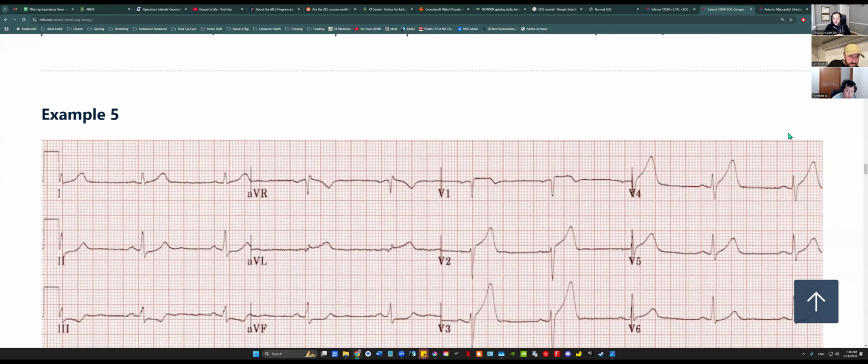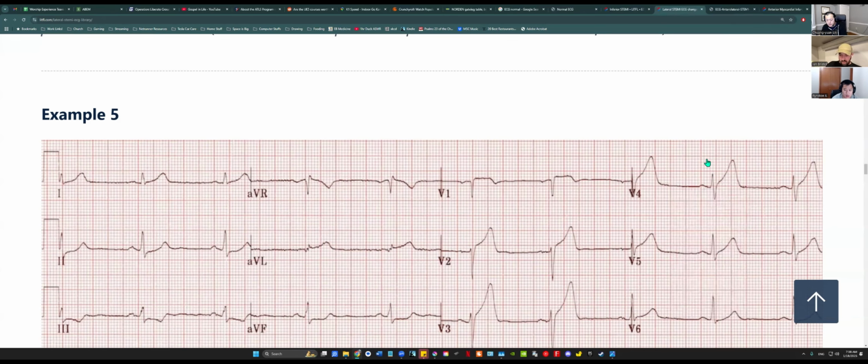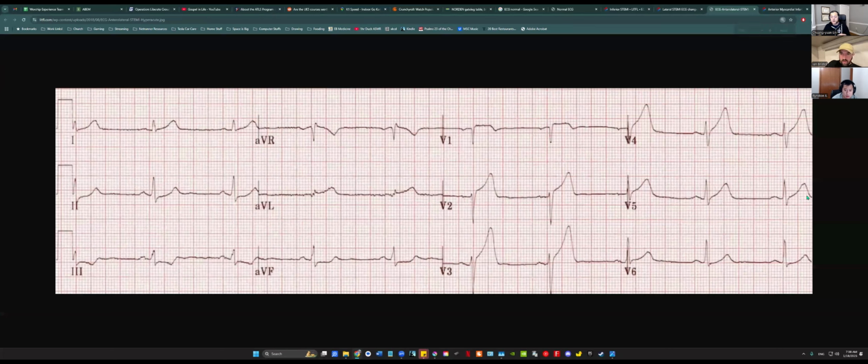Would this be anterolateral? Yeah, hold on. Open image in new tab, because anterior is elevated too. All right, there we go. Okay, cool. One, two, three, four. They're all elevated. So anterior lateral, and then with five, inferior matches. Does it?